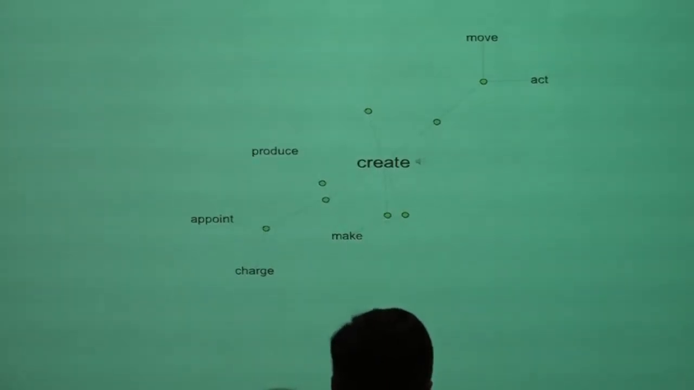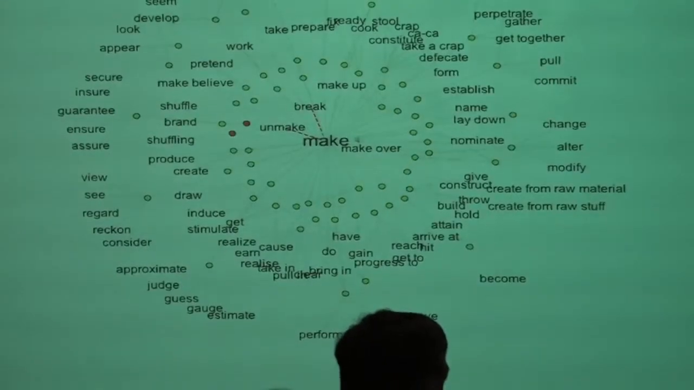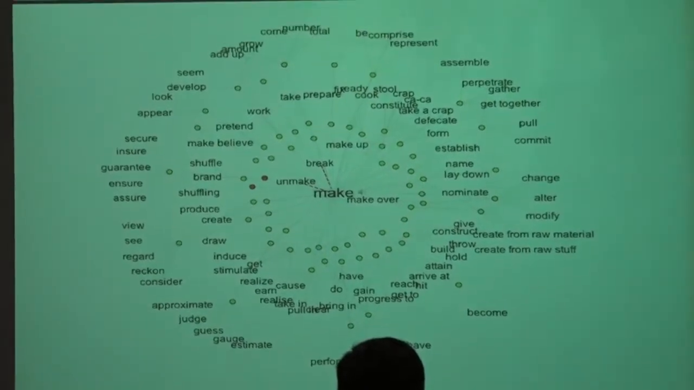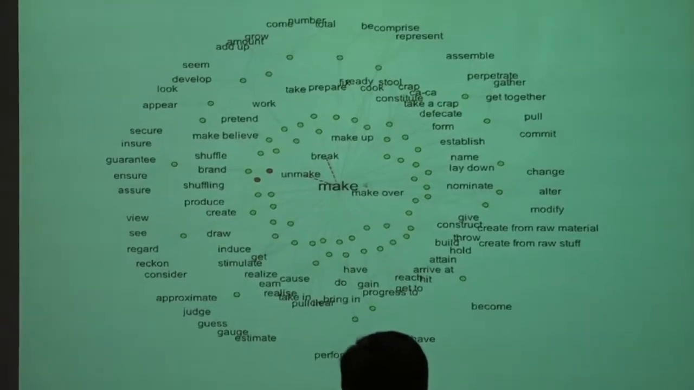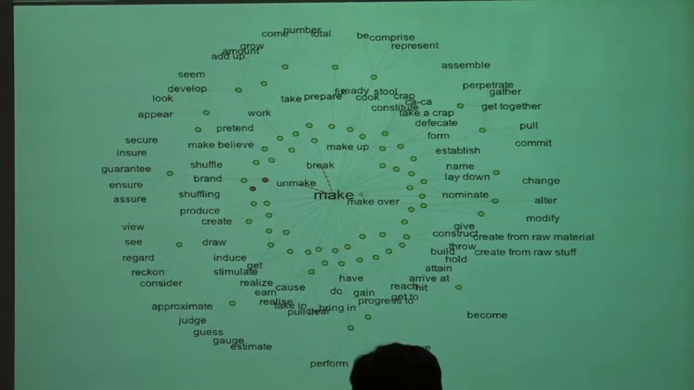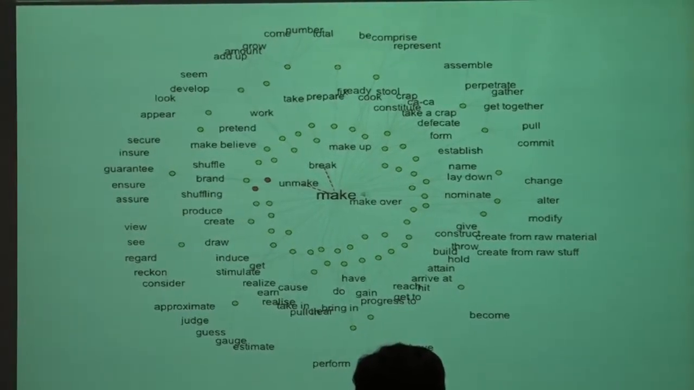So here is the picture for make. Phenomenal, right? I mean, make is connected to everything. Unmake, makeover, nominate, lay down, change, create from raw stuff, become, behave, perform, evaluate. Make is an incredibly well-connected word in the English language. So we got create on one hand, which is really impoverished, and on the other hand, make, which is incredibly rich.